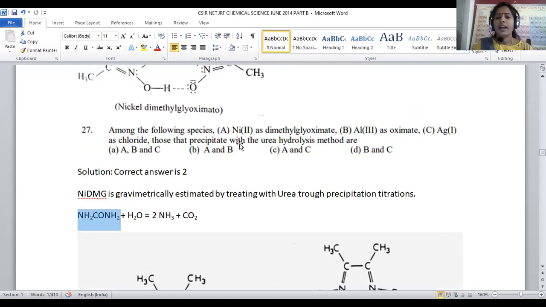So nickel and aluminium type of compounds will participate in the precipitation titration in the presence of urea, rather than silver chloride. Silver chloride will not participate. A and B are participating. That is given in option number 2. For question number 27, option number 2 is the correct answer.